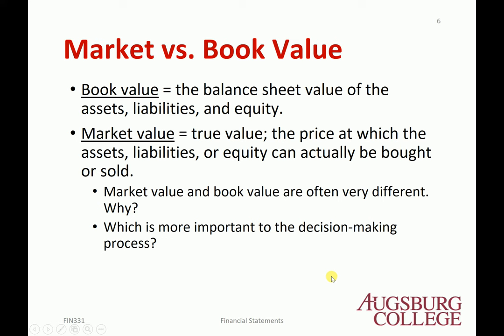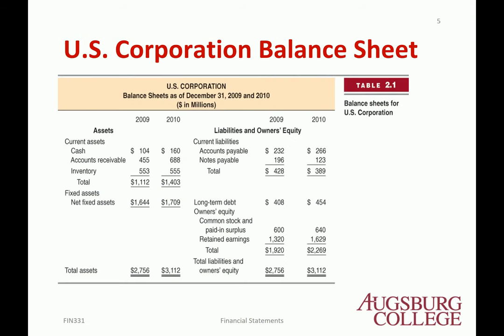Now, let's compare market value and book value. That's basically the difference between the accounting and finance perspective. The book value is the value of assets, liabilities, and equity. So your book value of the assets from the previous example in 2010 is $3,112,000,000. That's the book value of these assets: cash, accounts receivable, inventory, and fixed assets. And this is basically the sum of the book value of each account in assets.